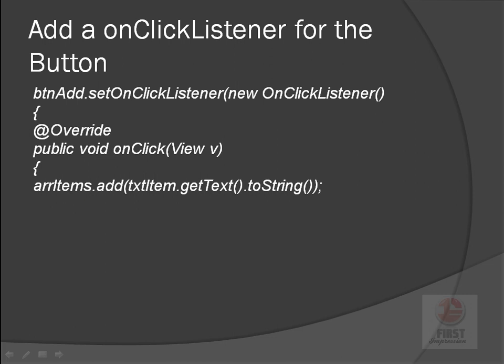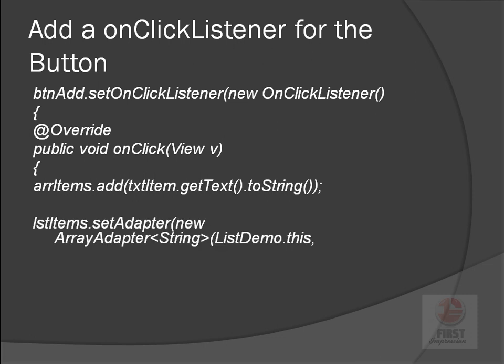Okay, so we have to first understand the concept that list view displays a list of views, whereas ARR items contain a list of strings that it has inside it. So we have to convert this list of strings to a list of views. The process of converting from the list of strings to a list of views is called adaptation, or adaptation from string to a view. To do that, we have to write something like this.